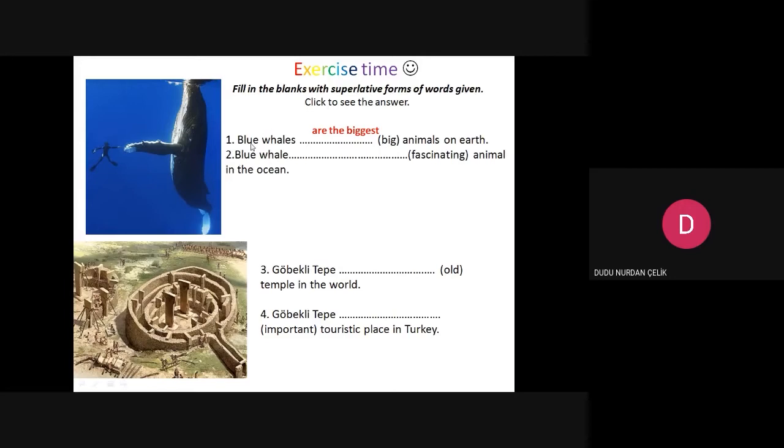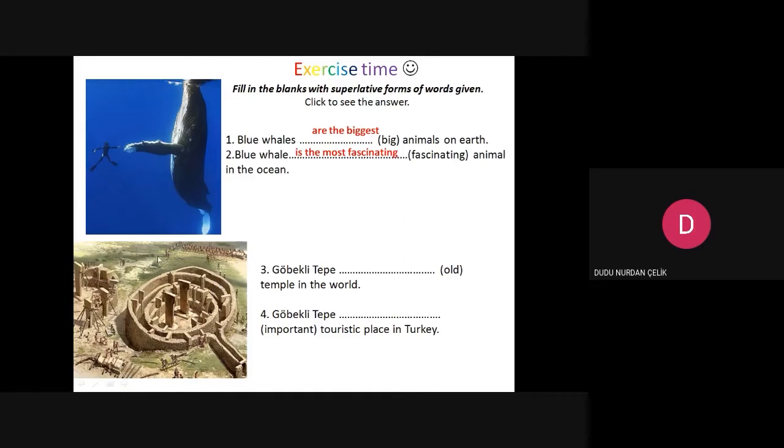Or for me, according to me, blue whale, fascinating animal in the ocean. I can say blue whale is the most fascinating animal in the ocean. Fascinating is a long word with many syllables, so we say the most fascinating.